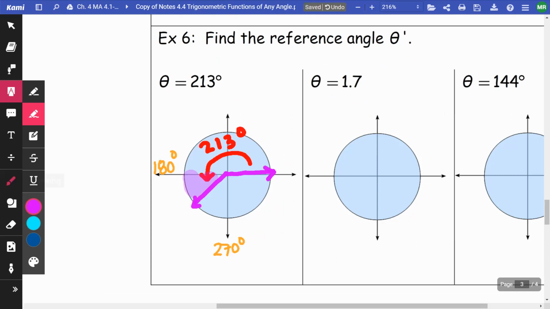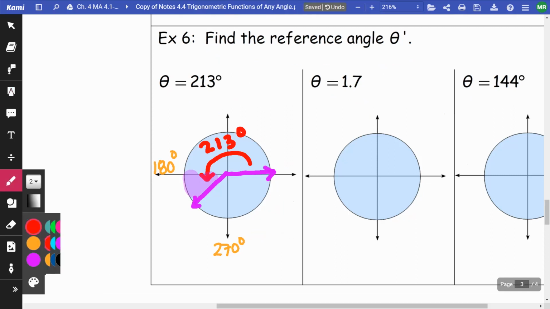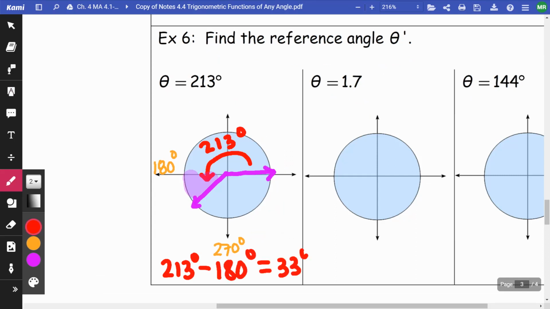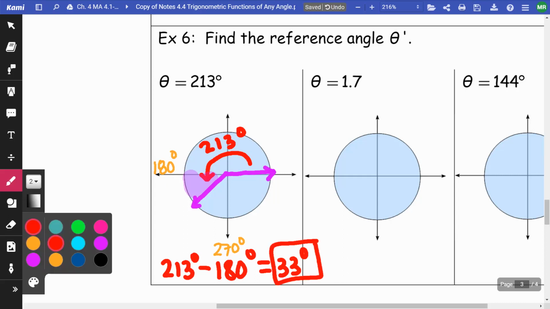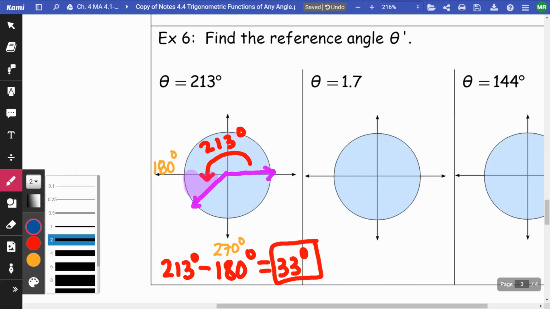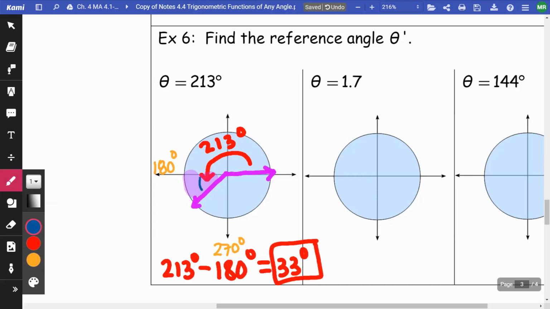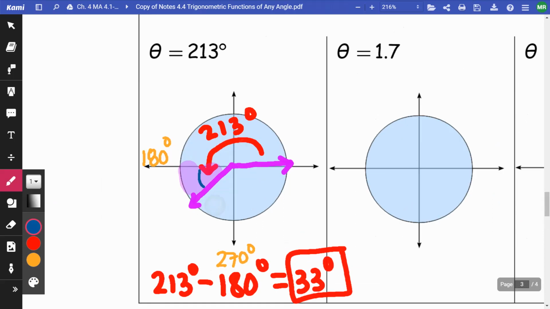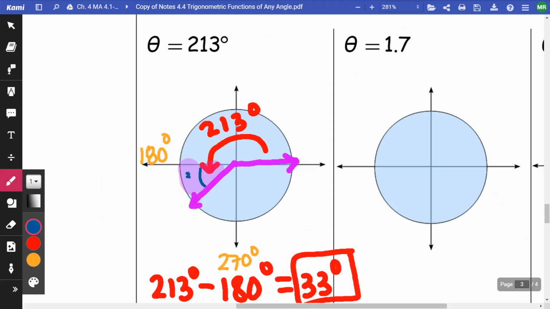And so that distance, I'm going to be taking my 213 degrees and I'm going to subtract 180 degrees and I'm going to get 33 degrees. That is going to be my reference angle. That is what this right here is. From here to here is 33 degrees. That's what that angle is.